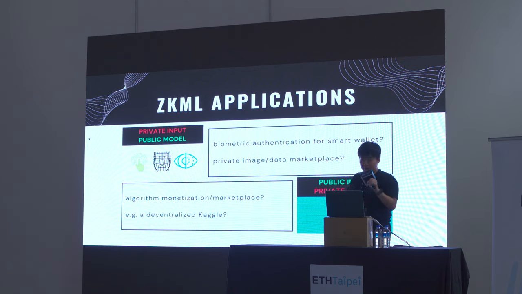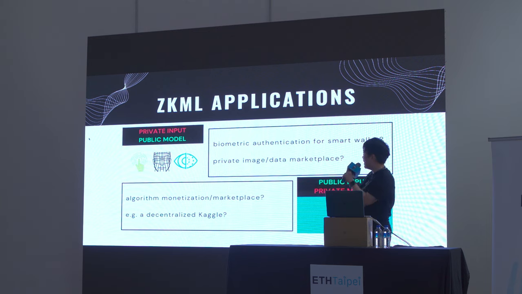These are just a few use cases that are probably closer to home for you. For the private input, public model use case, the most relatable one is probably biometric authentication. Now that we have smart contract wallets, is it possible to have biometric authentication for smart wallets? How do we not disclose our own biometric data and still have that? Well, you need ZKML or any other kind of ZK proof. It doesn't have to be machine learning specifically, but you need some sort of ZK proof in order to process that data and prove it on chain.